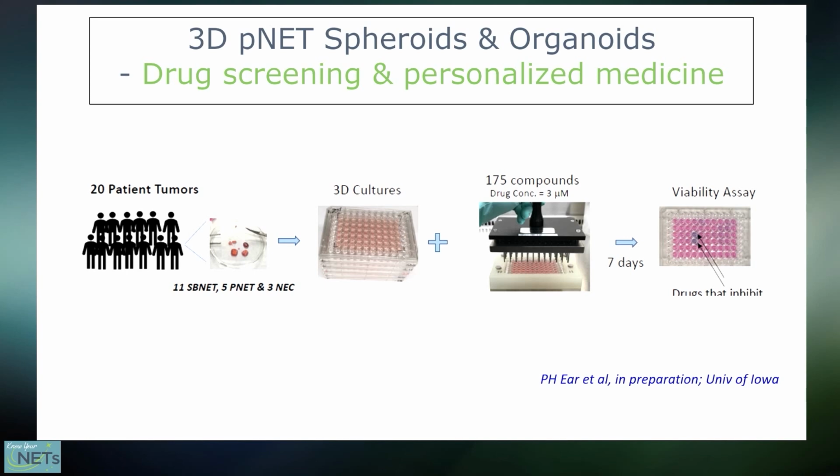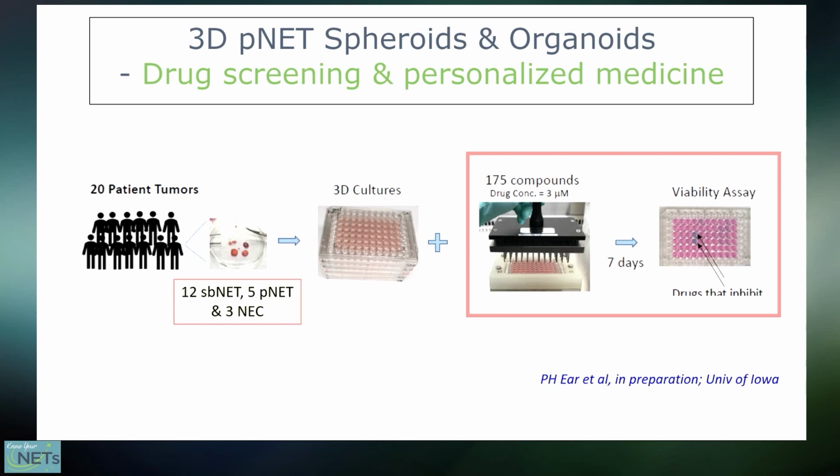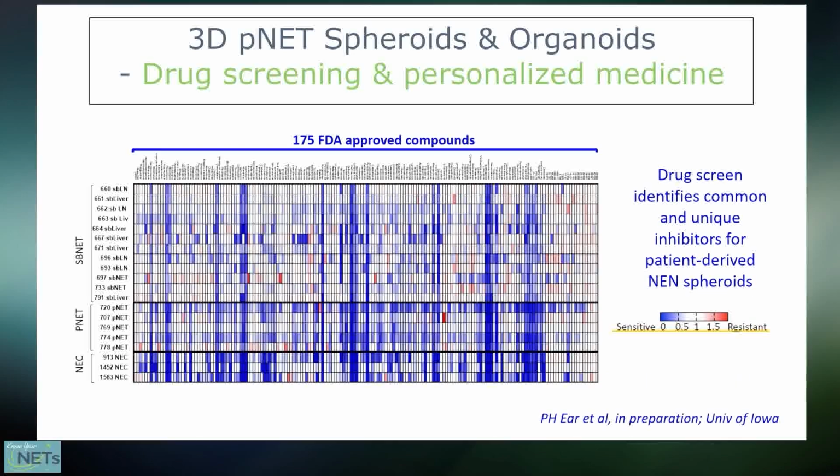So my colleagues at the University of Iowa, Drs. Po-Hin Ear and her mentor Jim Howe, have been generating patient-derived spheroids from patients for drug testing. So after Jim performs surgery on the patients, they isolate the tumors, and the team generates spheroids from small bowel and pancreatic neuroendocrine tumors and neuroendocrine carcinomas. They then subject these tumor cultures to treatment with over 175 different FDA-approved drugs. And they have found through those studies that they see differential responses with these patients.